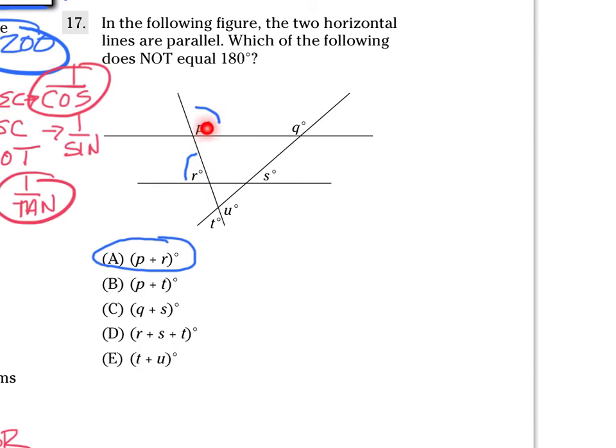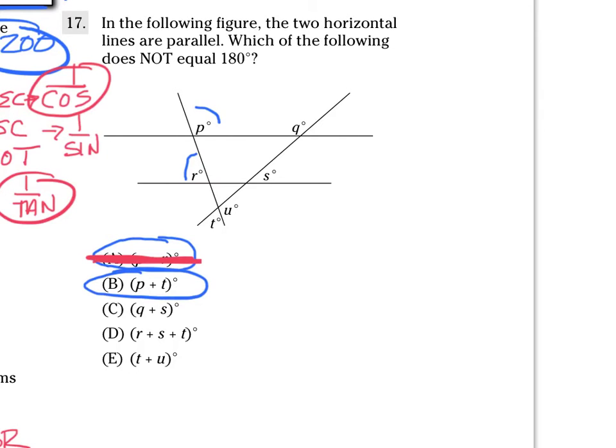Therefore, this angle here is vertical to this one. That means it equals this. So if R and this angle are supplementary, then so is R and P. So that one is 180. So we can check that one off.